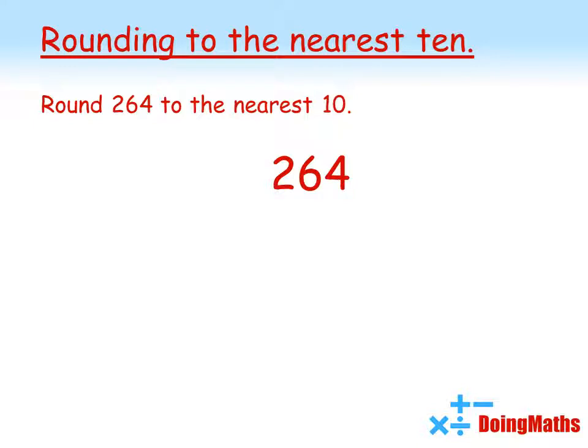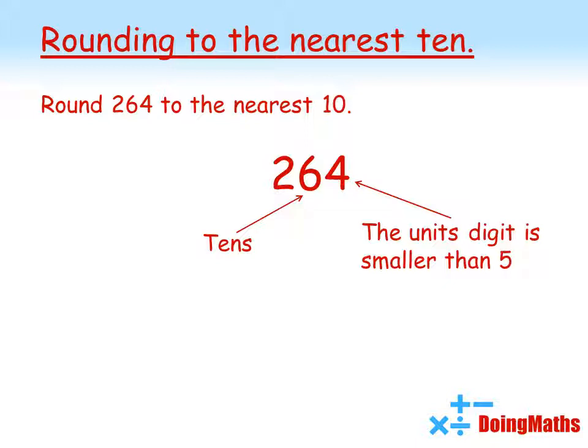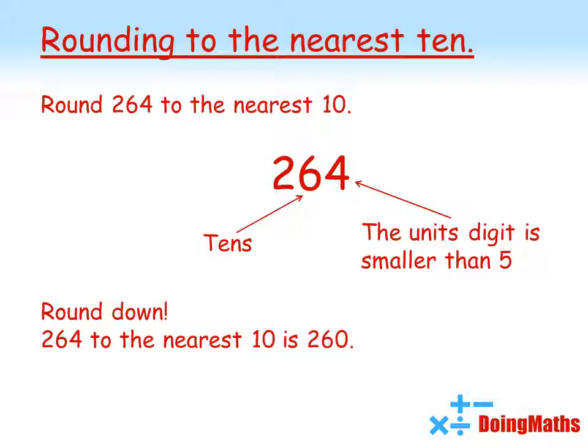Now let's try rounding 264 to the nearest 10. Here's our tens column. So we're going to compare the units digit to 5. Well, we've got a 4 there, so that's smaller than 5. So it must be closer to the multiple of 10 below. We're going to round down. So 264 to the nearest 10 is 260.